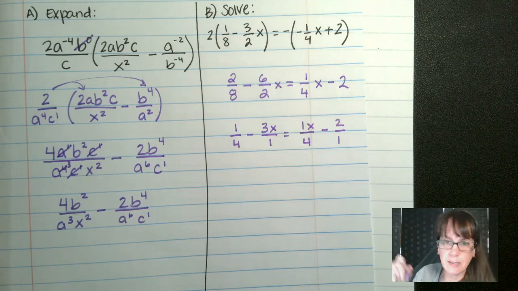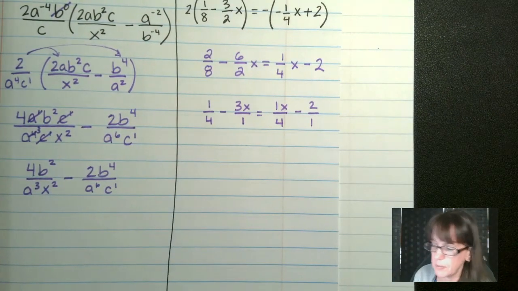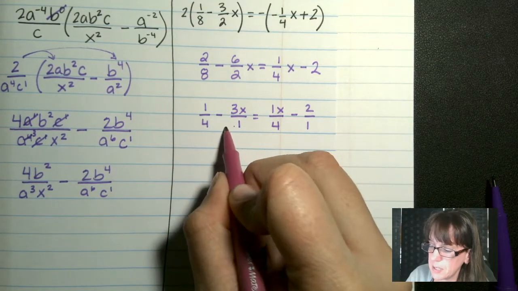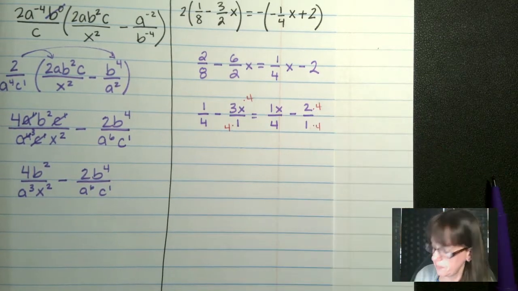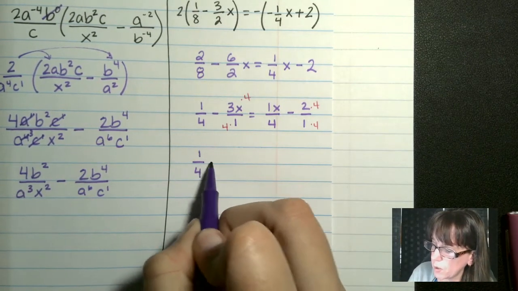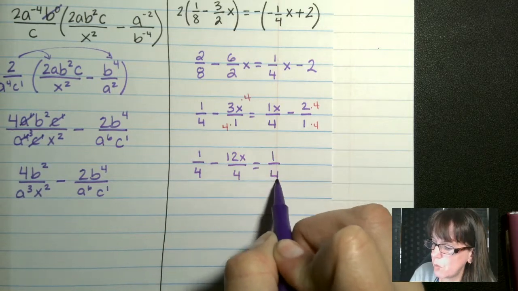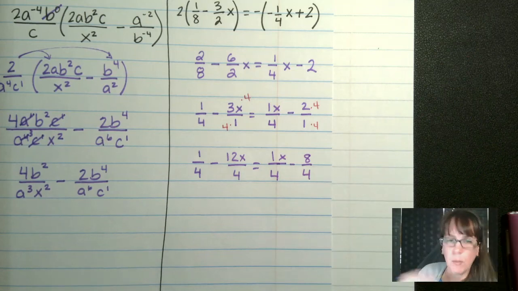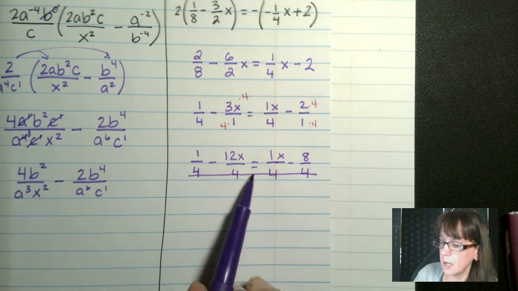Notice I boosted my x's back up into my numerator, so that they're up there and out of the way. So on this guy, again, I'm going to multiply, my common denominator is 4, so I need to multiply that by 4, that by 4, this by 4, this by 4. So when I do that, I now have 1 over 4 minus 12x over 4 equals 1x over 4 minus 8 over 4. Do all my chunks have the same common denominator? Yes, they do. Cancel those out because I also have an equal sign.